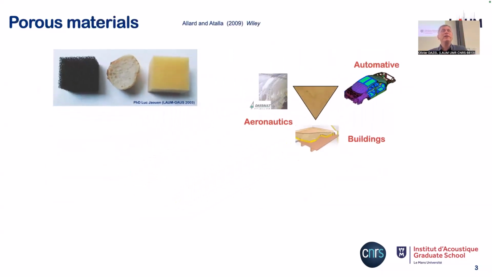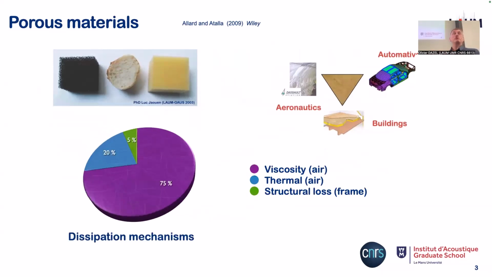So what are porous materials? These are porous structures which are saturated by air. So you have a skeleton. This skeleton can be foams, also bread, wools, and this is saturated by air. These materials are used to control sound and vibration. Why do we control sound and vibration? Because in their physics these materials have lots of damping.